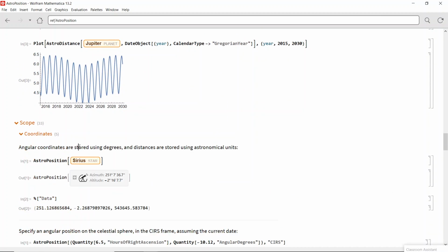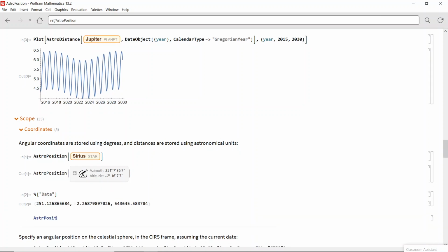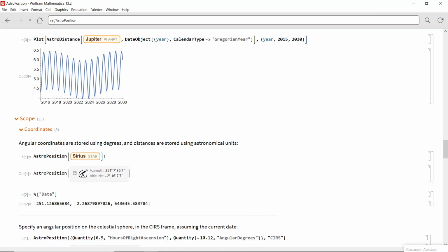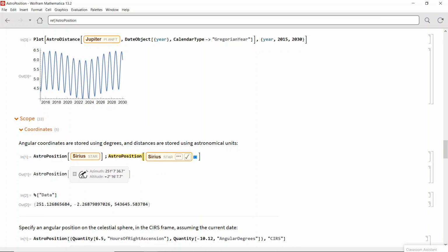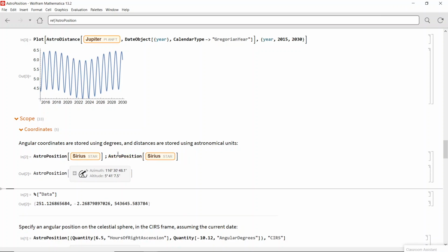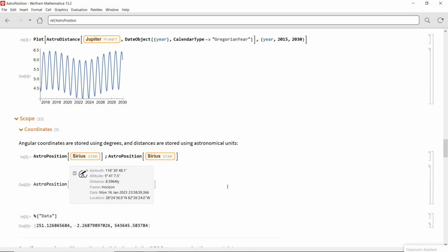Scope: angular coordinates are stored using degrees and distances are stored using astronomical units. So I can do AstroPosition Sirius. The result is 116 degrees 30 minutes 48.1 seconds, 5 degrees 41 minutes 47.5 seconds.